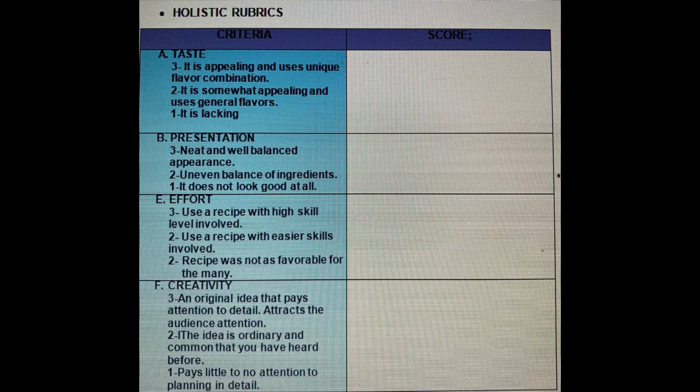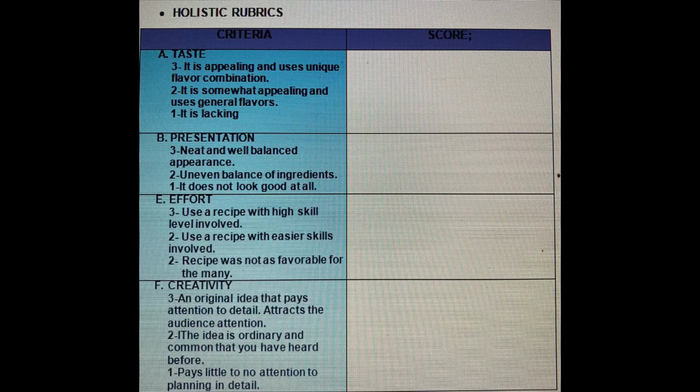So for the first criteria, taste, 3 is for it is appealing and uses unique flavor combination. 2, it is somewhat appealing and uses general flavors. And 1, which is the lowest, it is lacking. For the second criteria, presentation, 3, neat and well-balanced appearance. 2, uneven balance of ingredients. 1, it does not look good at all.